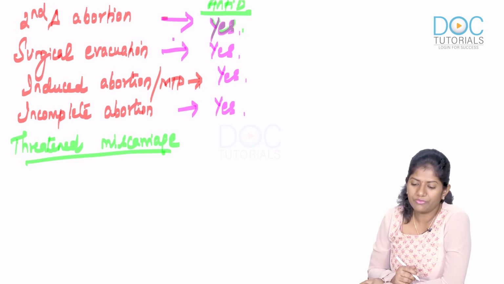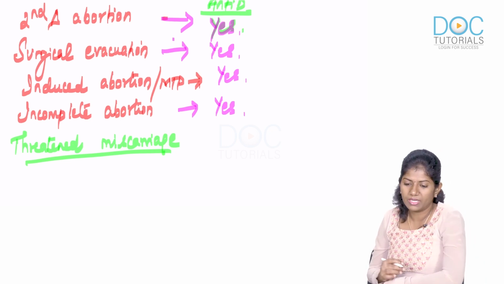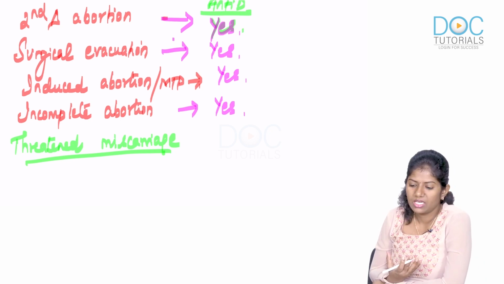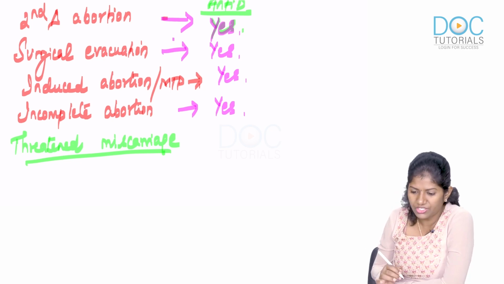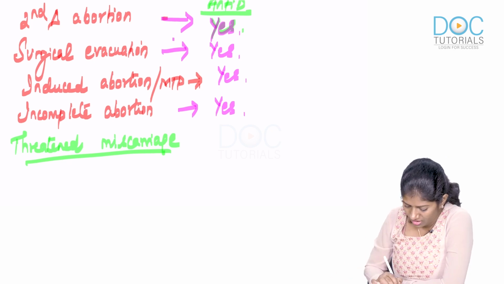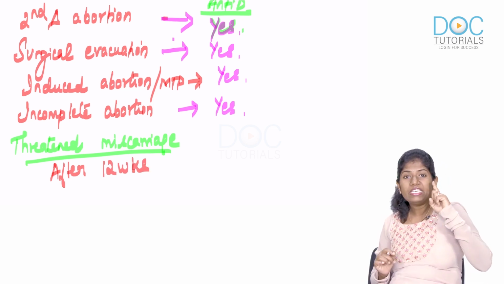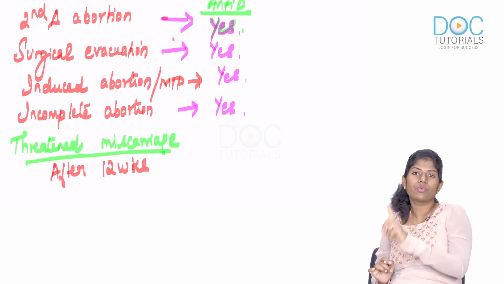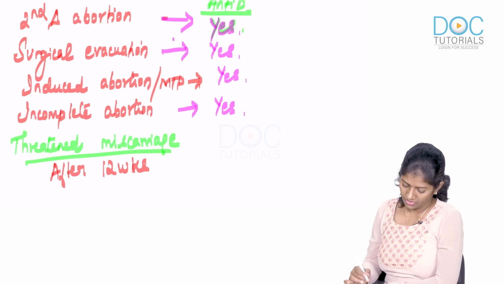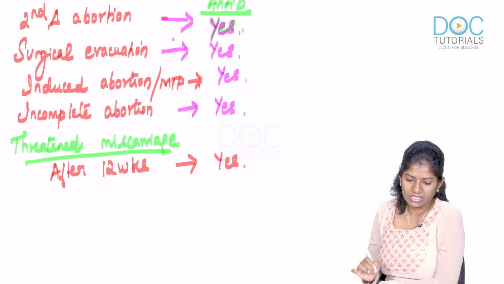Threatened miscarriage in the first 12 weeks is where anti-D can be avoided, but if the bleeding is continuous, you have to give it. Now, threatened miscarriage after 12 weeks: what should you do? Any kind of abortion, whether threatened, incomplete or complete, once the gestational age is more than 12 weeks, anti-D has to be given. Here again, threatened miscarriage after 12 weeks, anti-D has to be given.